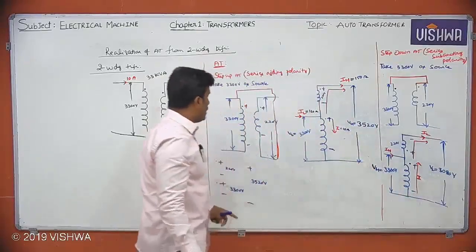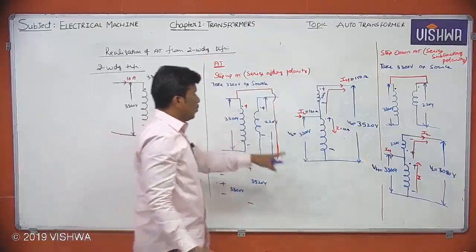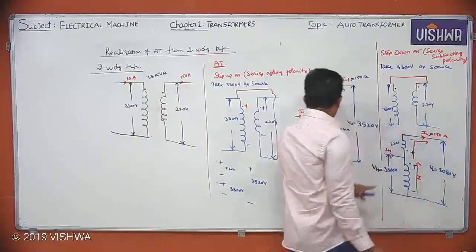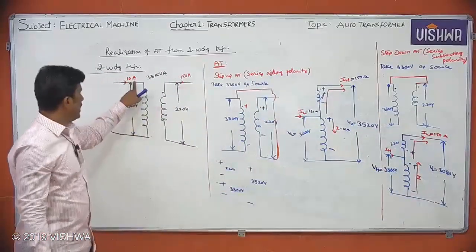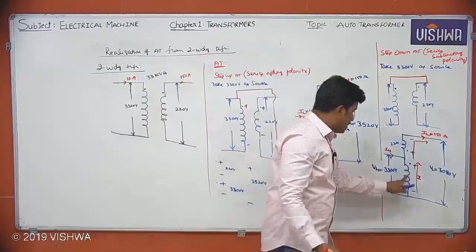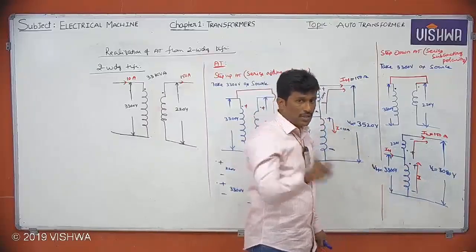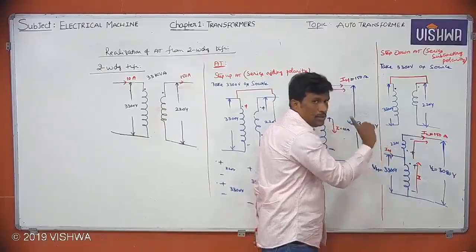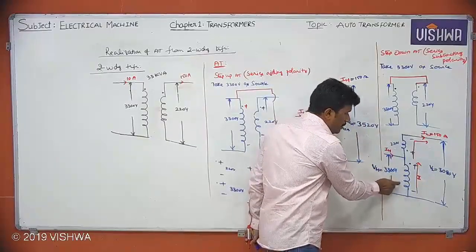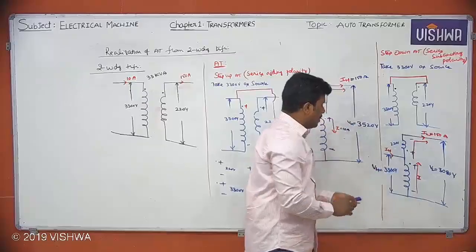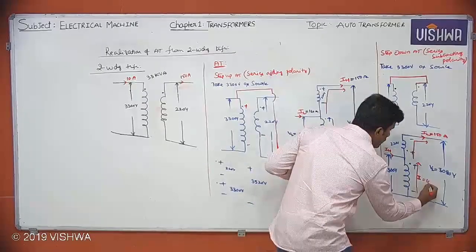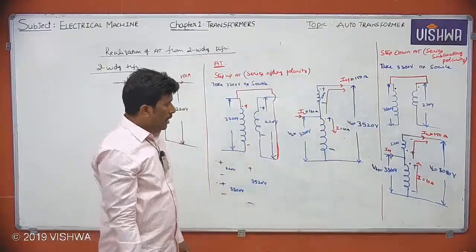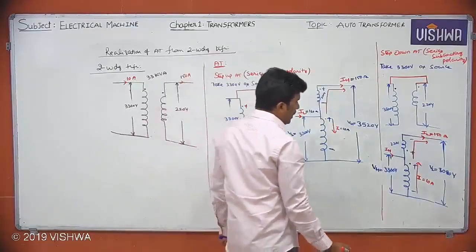So tell me, what is the current flowing through 220? 150. Once again here also 150 will be there. Current flowing through 3300, 10 amperes. Many people will have confusion. Some people may take the 3300 volts winding current to mean IH. Don't take IH. Current flowing through 3300 means I, not IH. So how much is this value? 10. Is it clear?